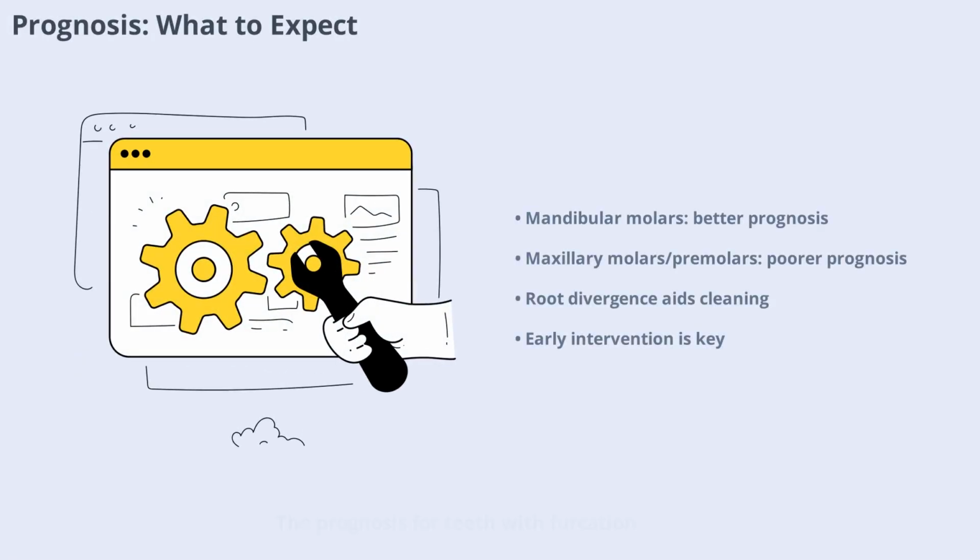The prognosis for teeth with furcation involvement varies depending on several factors. Mandibular molars generally have a better prognosis due to their root divergence, which allows for easier access and cleaning. In contrast, maxillary molars and premolars often have a poorer prognosis because their anatomy makes access more difficult. Early intervention and consistent plaque control are critical for improving long-term outcomes.